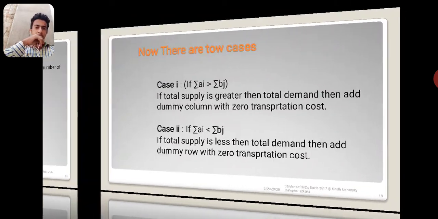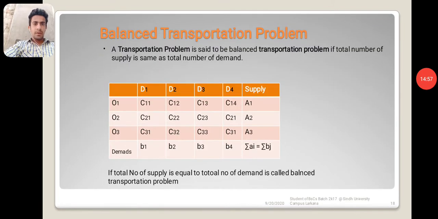Balanced transportation problem. A transportation problem is said to be balanced if the total supply is the same as the total demand. With origins O1, O2, O3 and destinations D1 to D4, costs C11 to C34, supplies A1, A2, A3 and demands B1 to B4, if the sum of Ai is equal to the sum of Bj, that is, total supply equals total demand, it is called a balanced transportation problem.